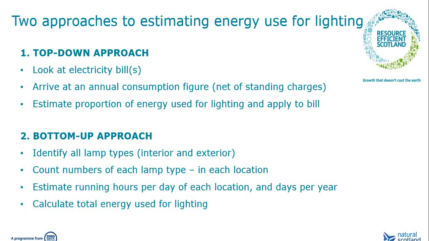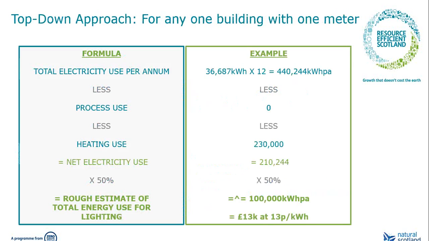Another approach you might call the bottom-up approach, and this is where you do a little bit of a lighting audit for your organisation. So you go around and identify all the lamp types, all the fittings that you have, both interior and exterior. You count the numbers of each lamp type, and then by simply estimating the run hours per day and the days per year that they're operating, we can calculate the total energy that's used for your lighting. So let's look at a couple of examples of those approaches.